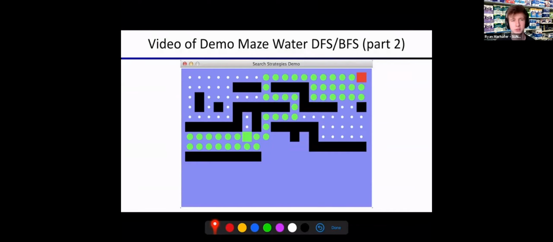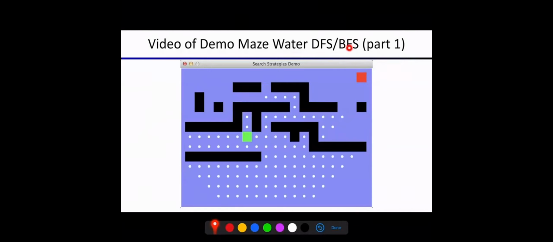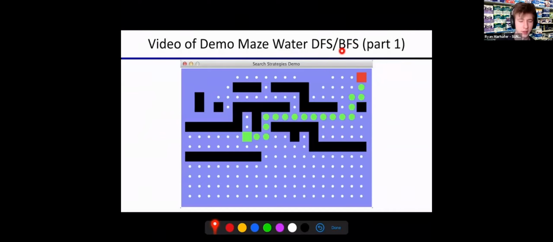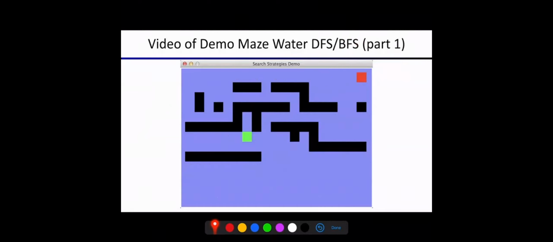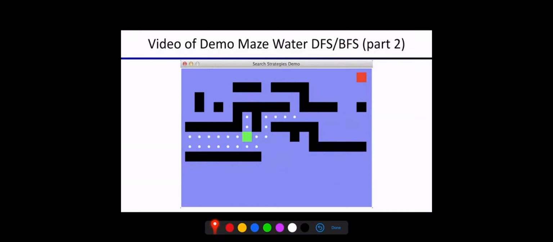I'm a little confused. So were they both depth first search? No, the first one was breadth first search. Okay, I think I misheard you. Yes, this first one is breadth first search, because you see that it's opening level after level after level. And this other one is depth first search.